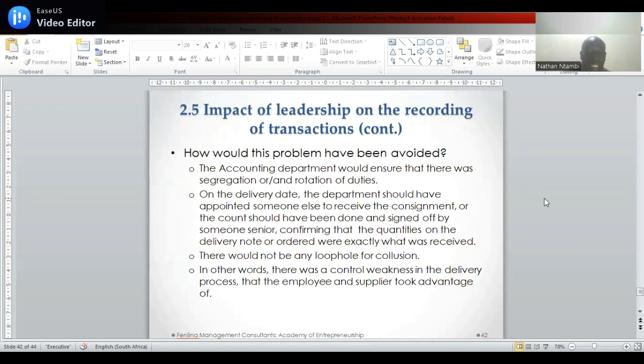How would this problem have been avoided? The accounting department would ensure that there was segregation or rotation of duties. In other words, it would be difficult for the storekeeper to connive because there is rotation of duties. The storekeeper or the supplier may not know who is in store on the date of delivery. On the delivery date, the department would have appointed someone else to receive the consignment, or the count should have been done and signed off by someone senior, confirming that the quantities on the delivery note or ordered were exactly what was received. There would not be any loophole for collusion. In other words, there was a control weakness in the delivery process that the employee and supplier took advantage of.